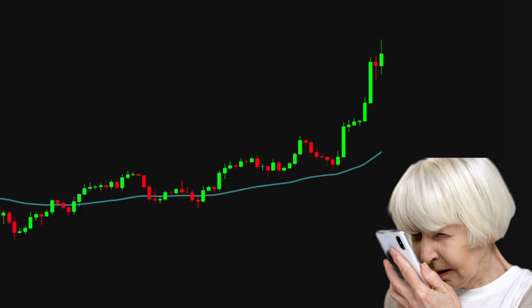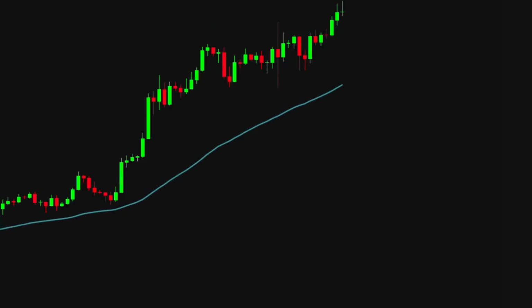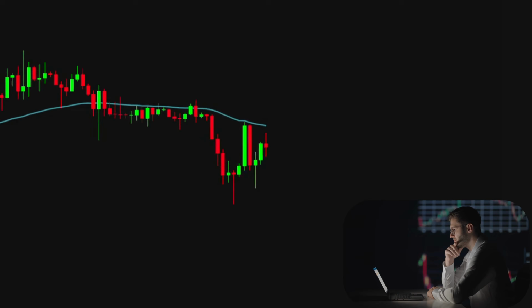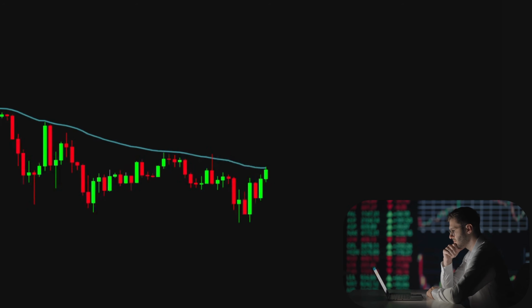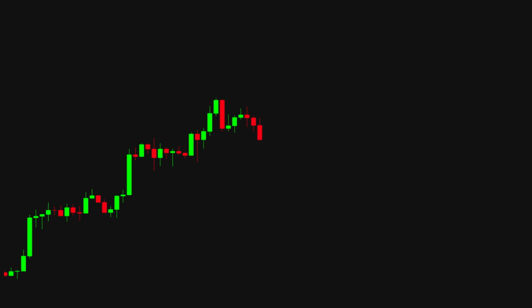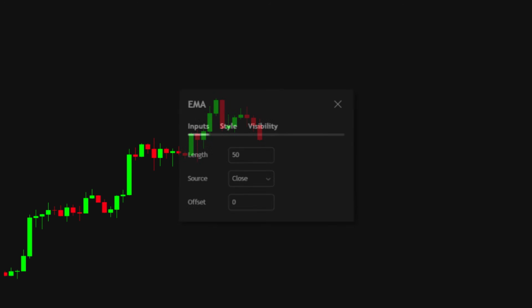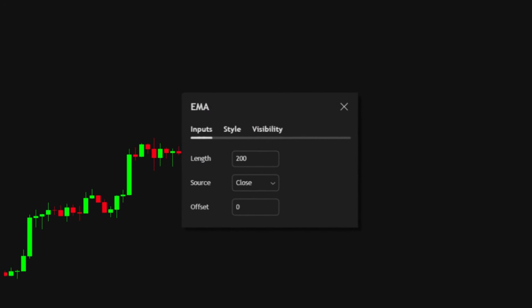While most EMA strategies lose money because they're traded blindly, this one flips the script, turning a simple crossover into a precision-based execution model used by disciplined traders, not gamblers. Now for the strategy. First, you need to add 3 EMAs to your chart, and each one has a specific job. Open your indicators, search for exponential moving average, and add it 3 times. Set the first EMA to 20, the second to 50, and the third to 200.